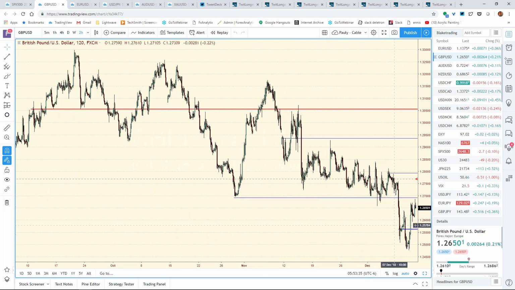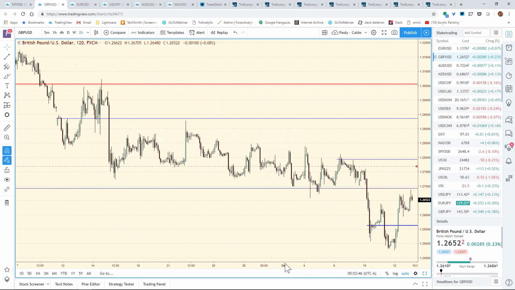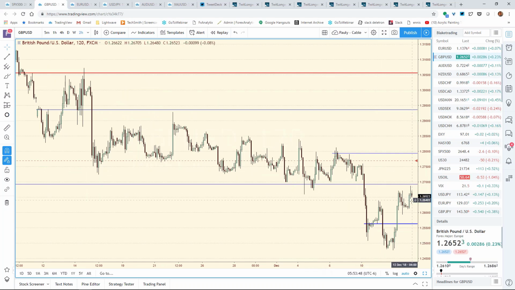So we said that, hey, we could make it all the way to 2694, and it would not change the complexion one iota. And it certainly hasn't. And if you look at it here on a 2-hour chart, it looks like it could have gone and weakened a bit in here. We'll see.